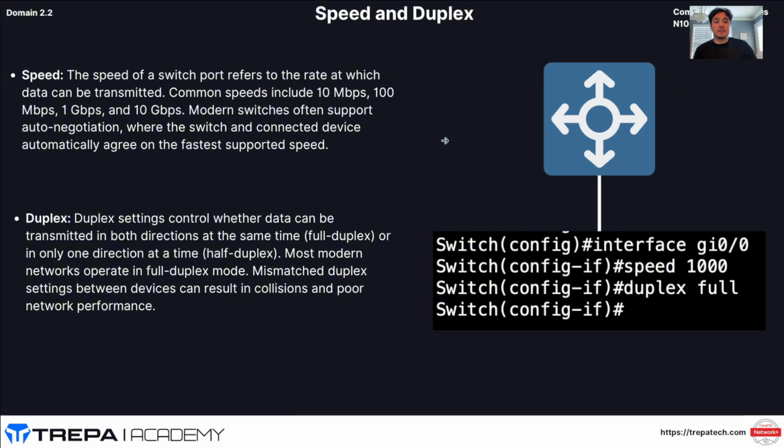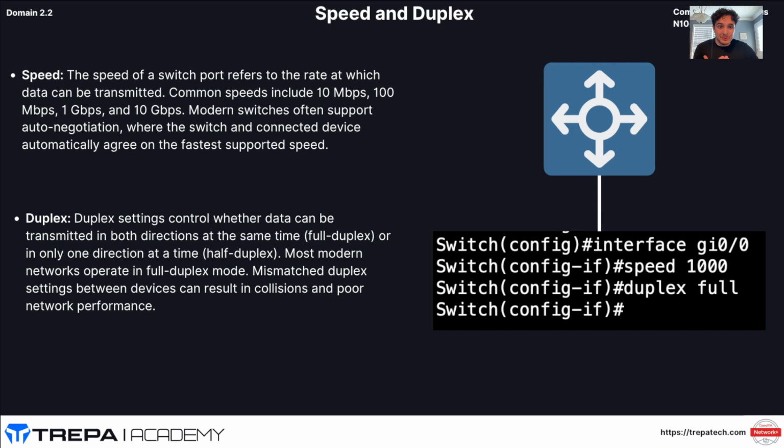Okay, speed and duplex. This is just going over, at the interface level, we have speed. The speed of a switch port refers to the rate at which data can be transmitted. We can set the speed. If it's gigabit Ethernet, it should be default at 1,000, right? But we could change that potentially. Duplex, we have half and full. Half duplex is send or receive. Full duplex is send and receive.